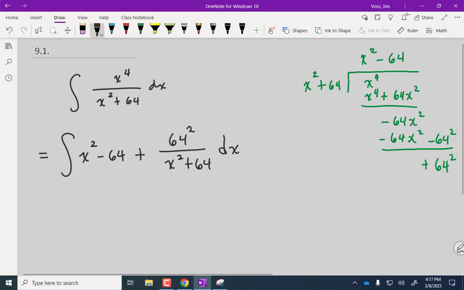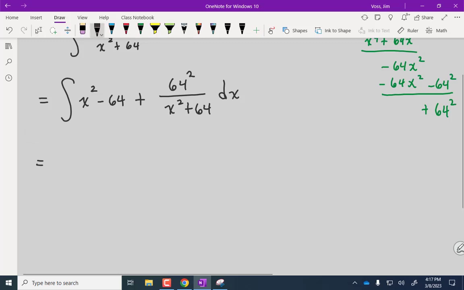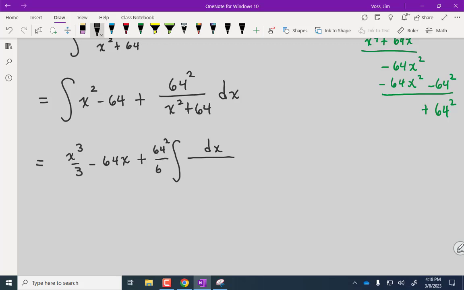Long divide first. And then it unravels fairly nicely because the x squared integrates immediately. This 64 integrates immediately. And now let's deal with this part. So in the numerator, we factor out 64 squared so that we just have a dx. And what are we going to factor out of the denominator to make a 1? 64. Pull out that 64 in the denominator.